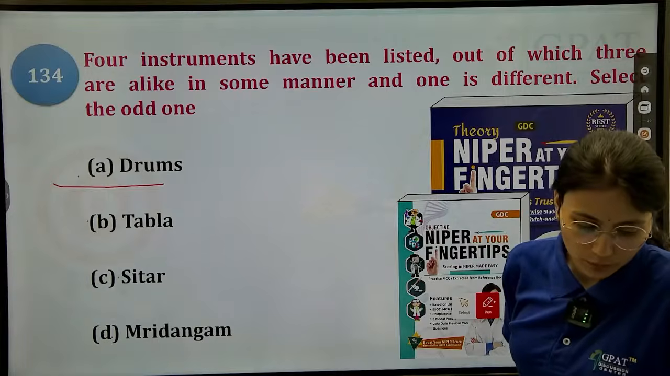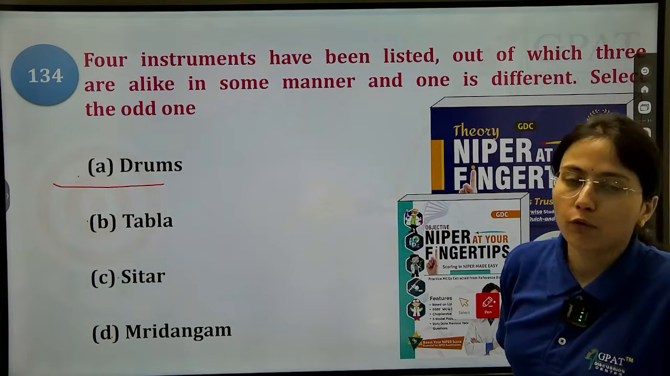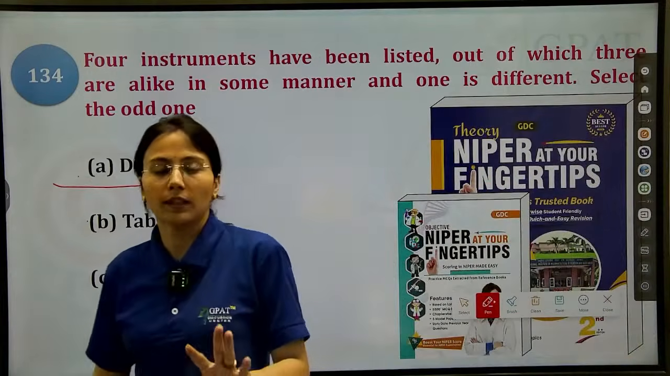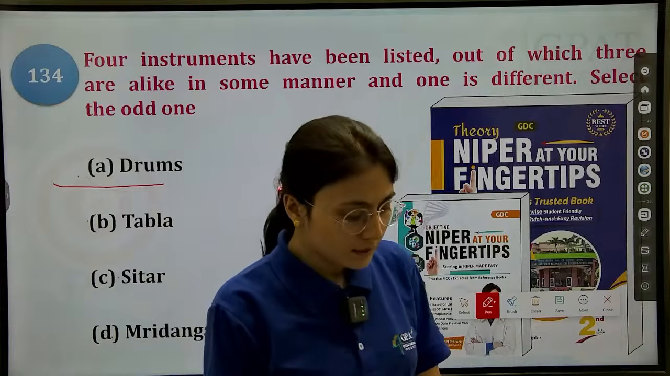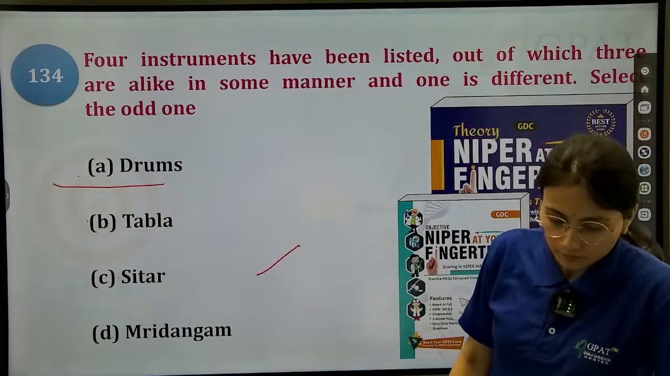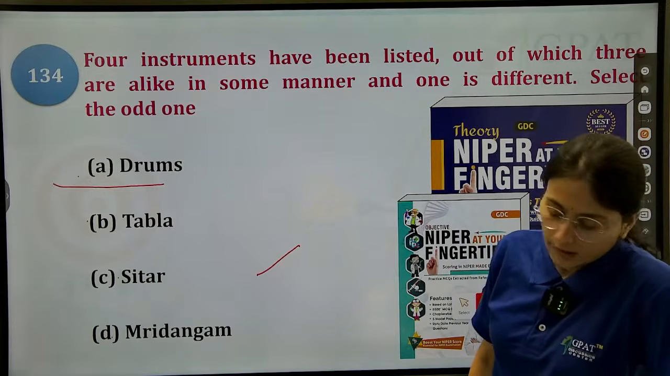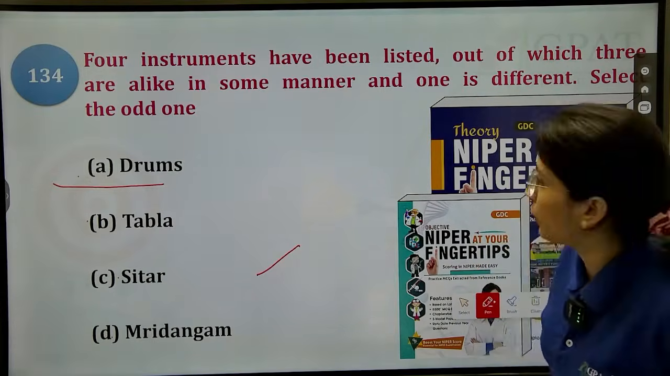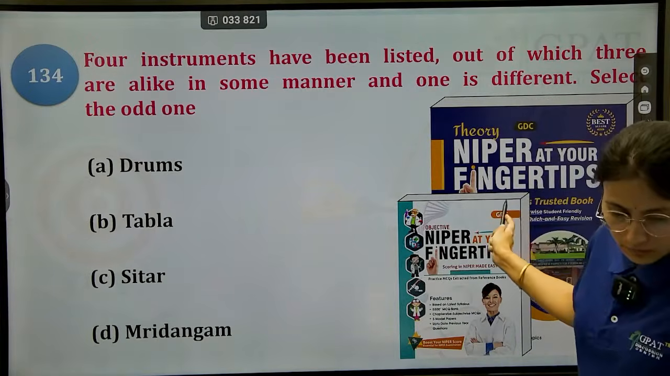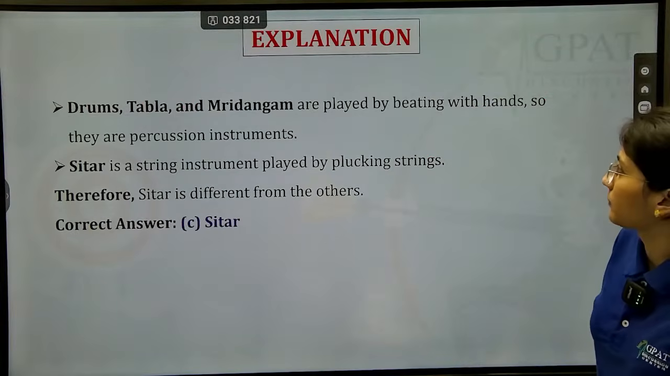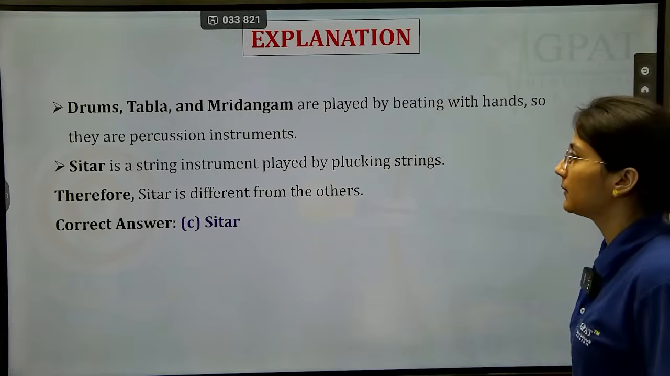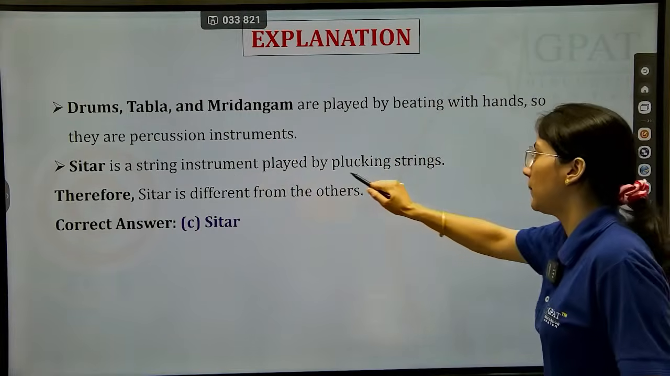Yes, 2004, Vasundhara, very good. Now you have four options, four musical instruments. Three are similar in some way, one is different. So what? Sitar. Yes, sitar is different. Option C is correct. Very good. Because drum, tabla and mridangam are played by beating with hands, and sitar is a string instrument played by plucking strings.